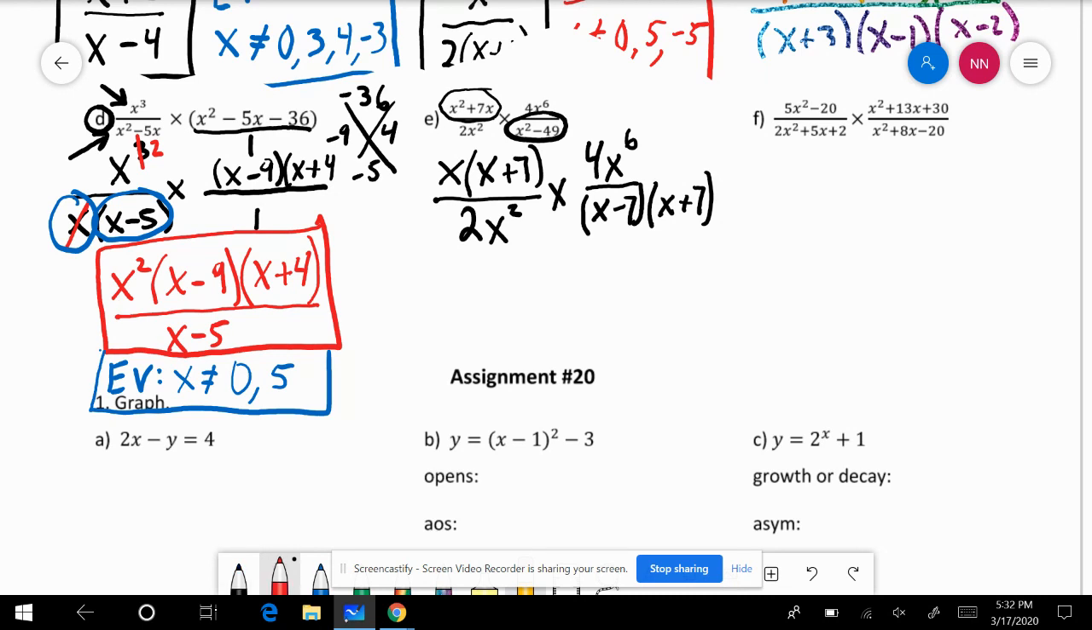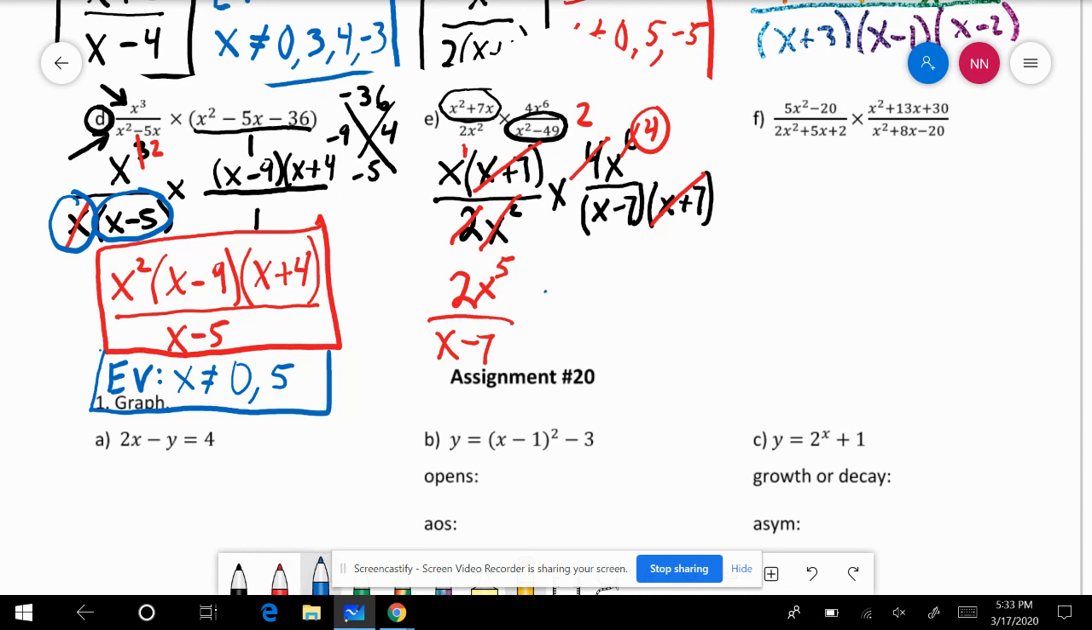Now for the fun part, we're going to cancel. We see that the x plus 7s can cancel. We see that the 2 and the 4 can cancel. And we see that the x squared and x to the 6th can cancel. So now when we multiply across, what we have is 2x, here's 1x, here's 4, so that would be x to the 5th, over x minus 7. Now, that right there is our first answer.